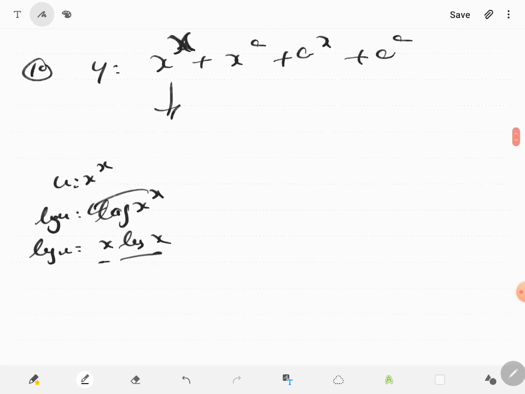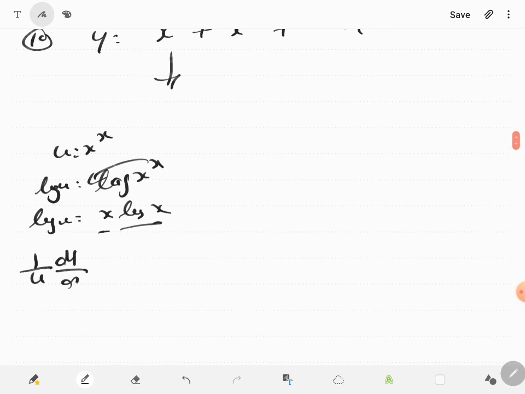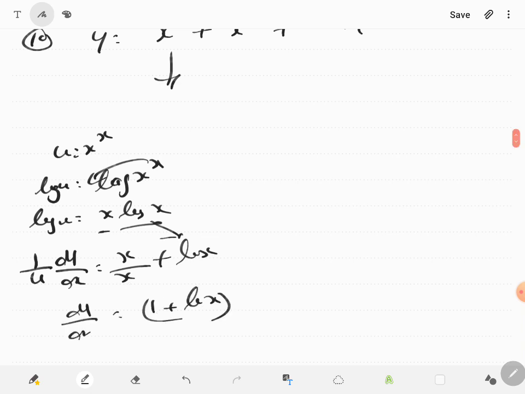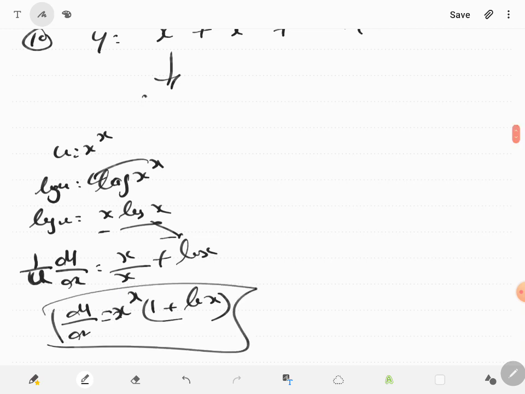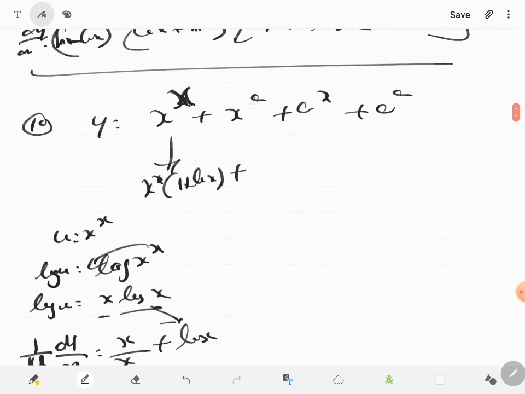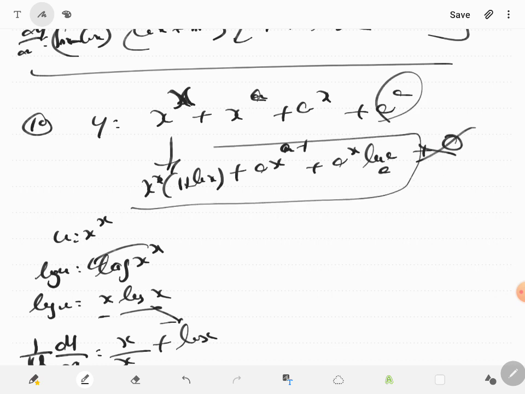Going to do it as u and v. So 1 by u into du by dx is equal to the first as it is, differentiate the second, which gives 1 by x, plus the second as it is, and differentiate the first, which gives 1. So du by dx is 1 plus log x into u, and u itself is x to the power x. So this is the answer for this. So this will become x to the power x into 1 plus log x, the differentiation of this. This is like x to the power number, so a into x to the power a minus 1. Differentiation of a to the power x is a to the power x log a to the base e. And a to the power a is completely a constant, so the answer is 0. So this is the answer for it. Let's go to the next question.